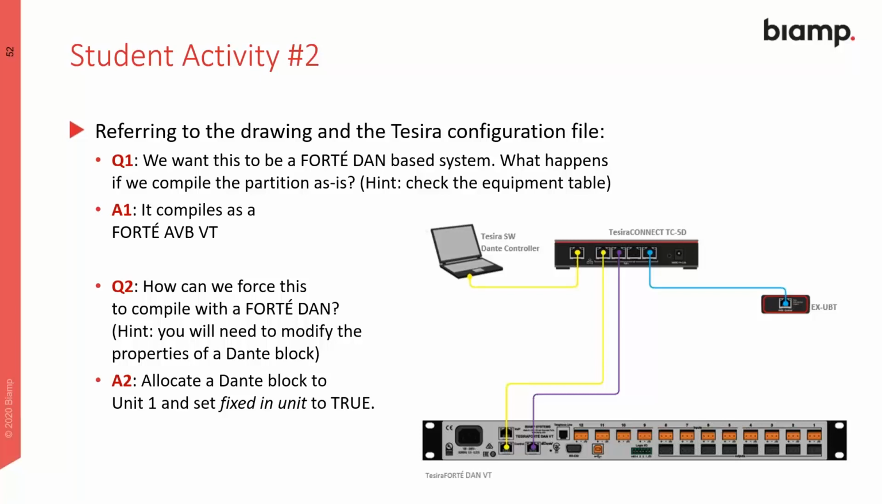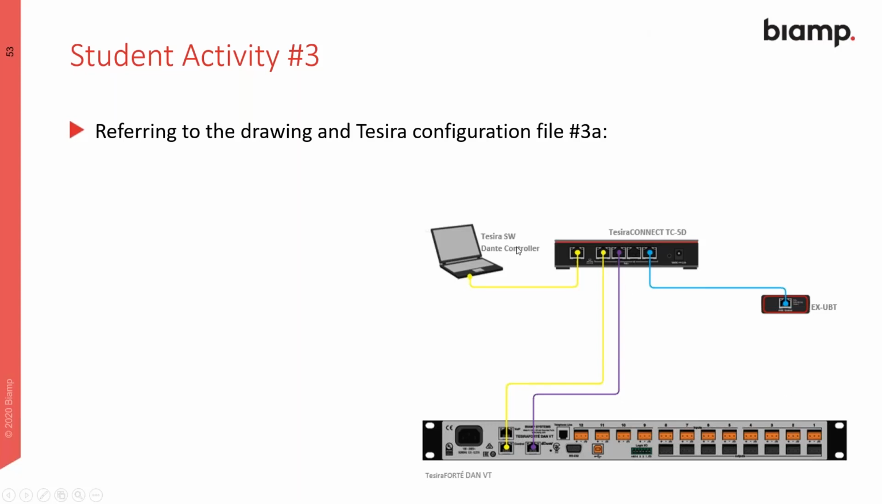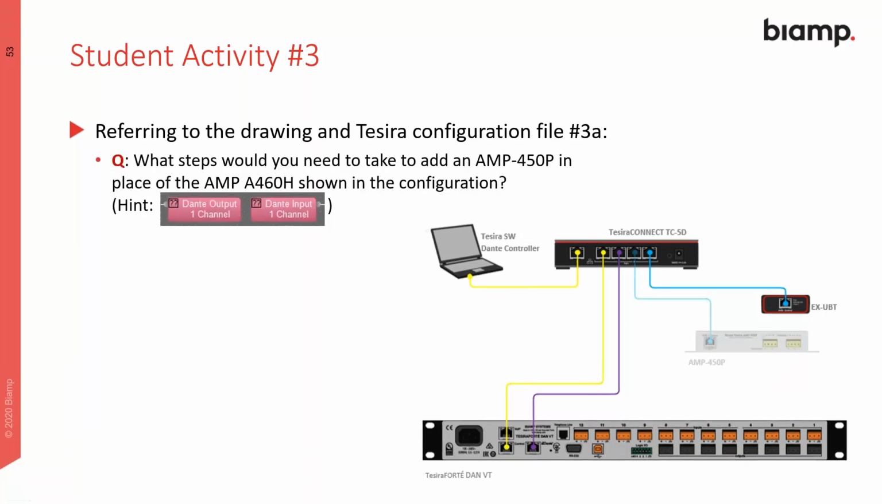The last question that I have for you is number 3, which is having this layout. So let's say we have Tesira software. We need the Tesira software and the Dante controller, and to compile it with this one. So we have the EXUBT plus the DAN VT. And in this case, we need to place an AMP 450. So how can we do that? We need to have a digital AMP in 40. So let's open the third file, which is the 3A.